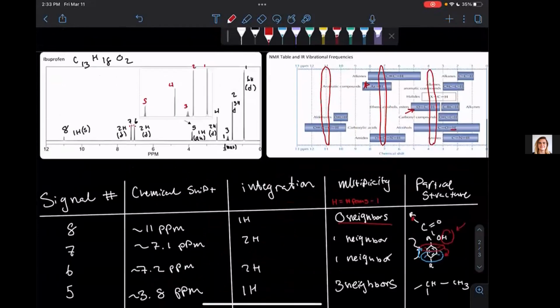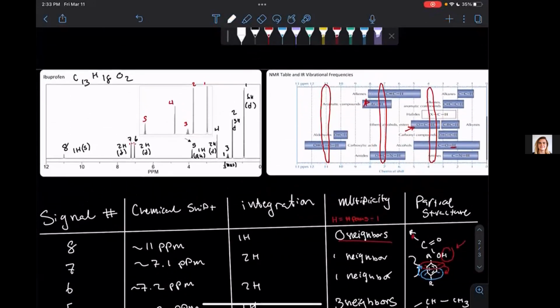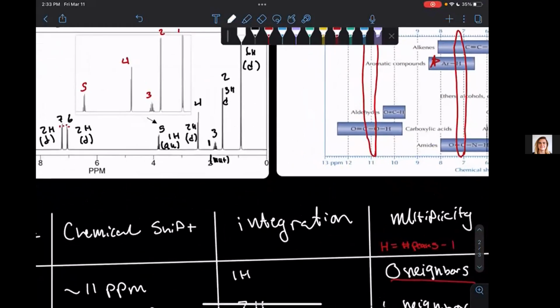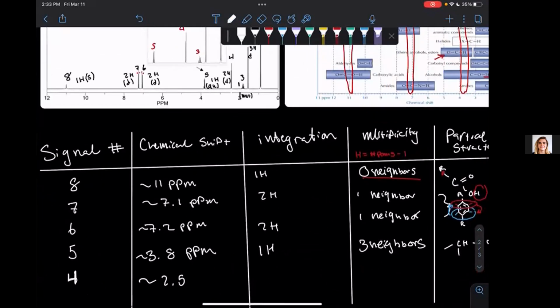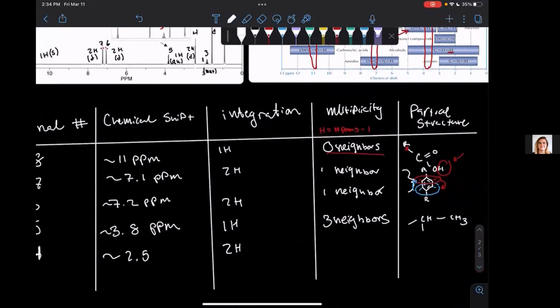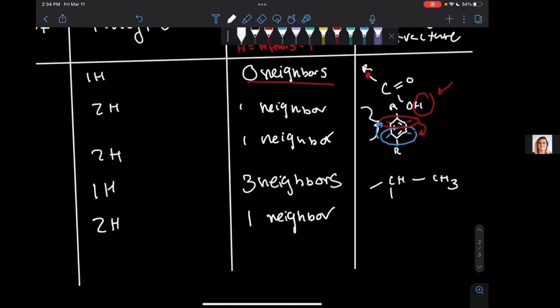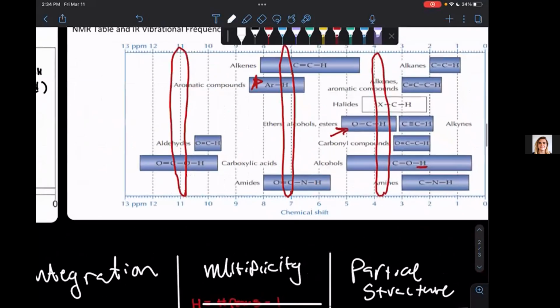Yeah, so now we're going to go to number 4. Number 4 has a chemical shift of roughly 2.5. And zoom back into number 4. Let's see. We have 2 hydrogens there. And it is a doublet, meaning it has one neighbor. So if it's going to be a 2 next to a 1, it's probably, we'll check this out first. So we're looking at 2.5.